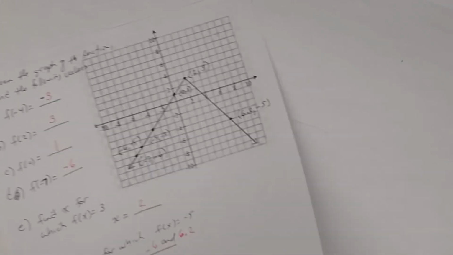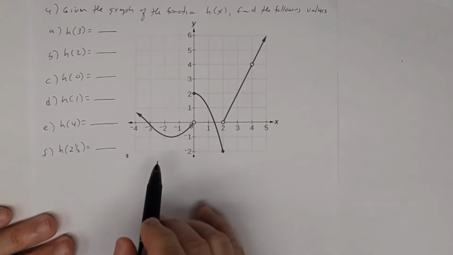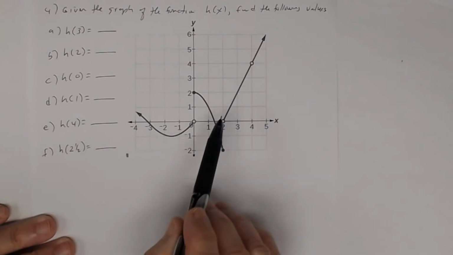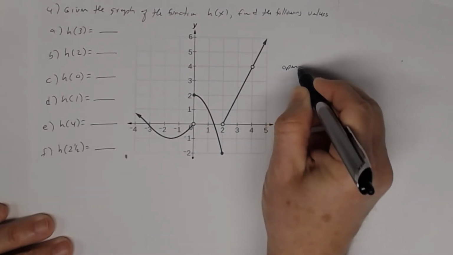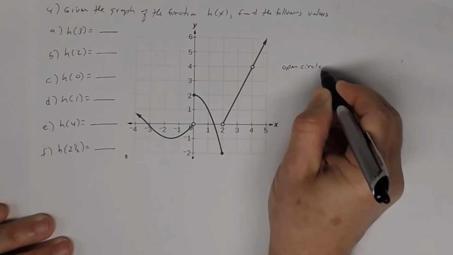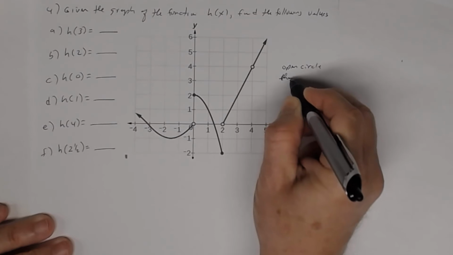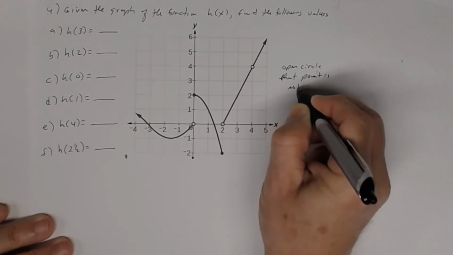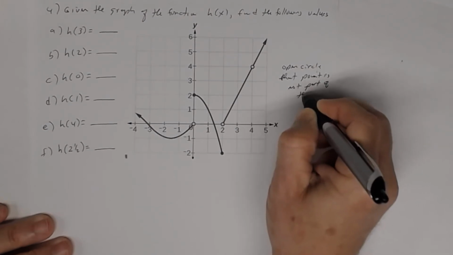All right, and then finally, number 4. One thing you have to remember for this one: notice there's some open circles, right? So one thing you have to remember is that when you see an open circle, that point is not part of the graph.